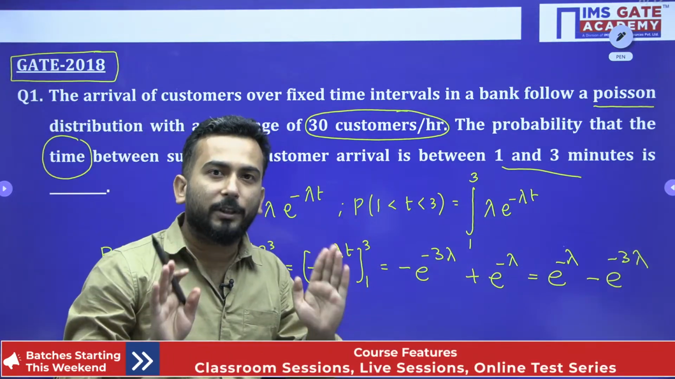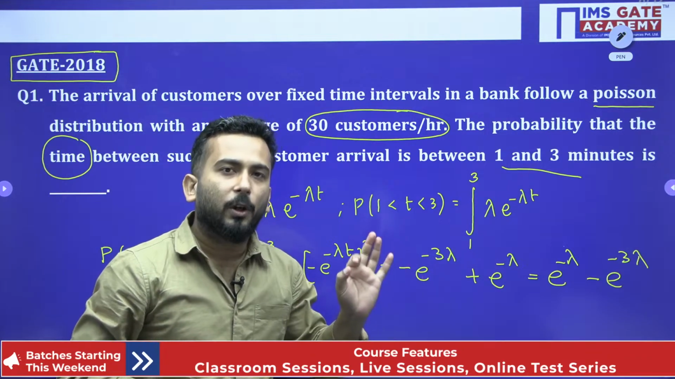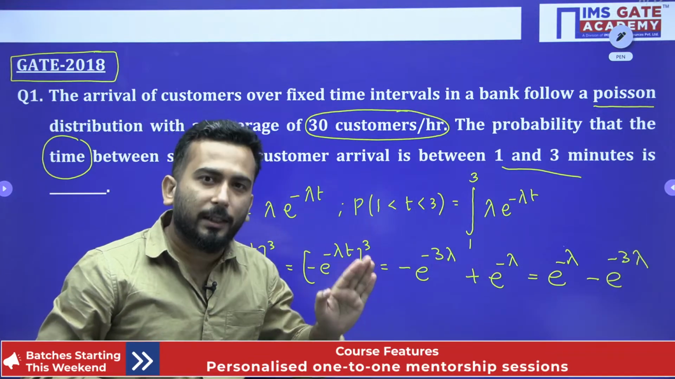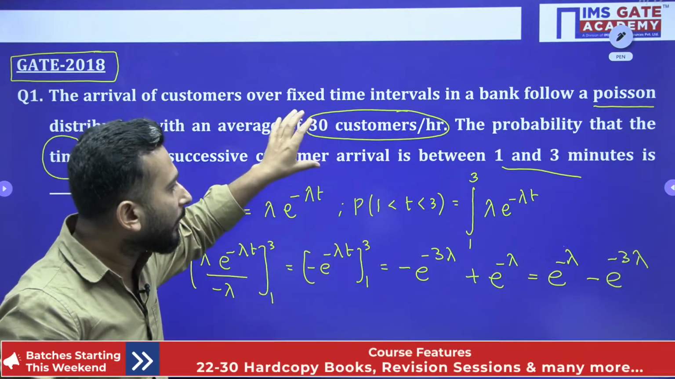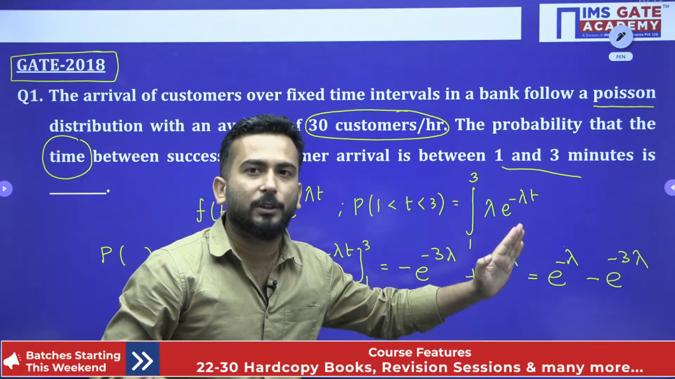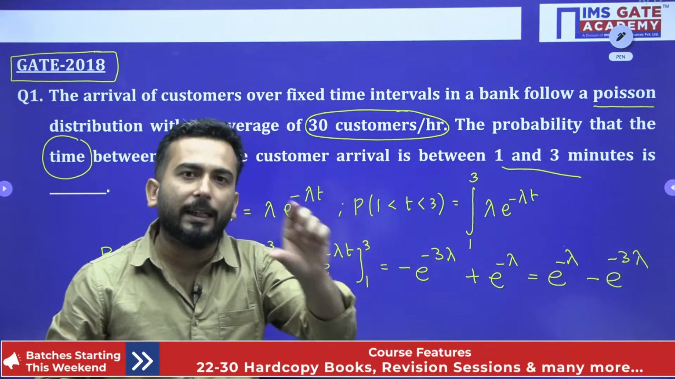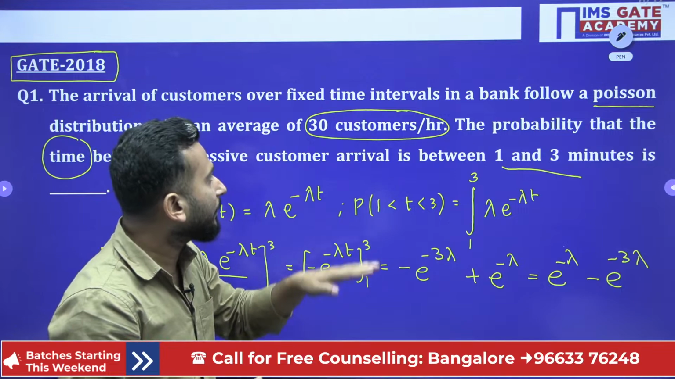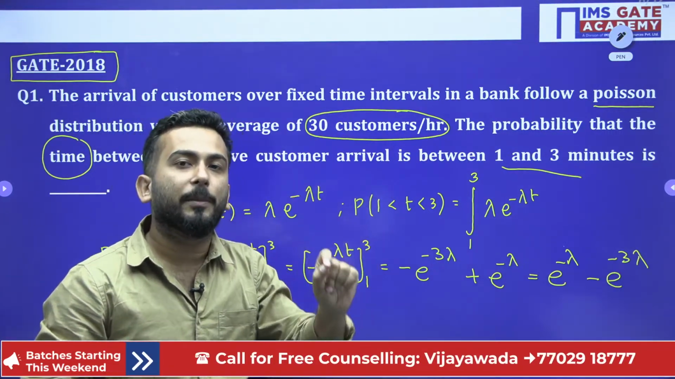Now the biggest question is, what should we put for lambda? Should we put lambda equal to 30 customers per hour? Just now I told you how can you substitute lambda in hours when you are dealing in minutes? You have substituted 1 minute and 3 minutes over here. How can minute and hour coexist together? That is why this needs to be not per hour but per minute.